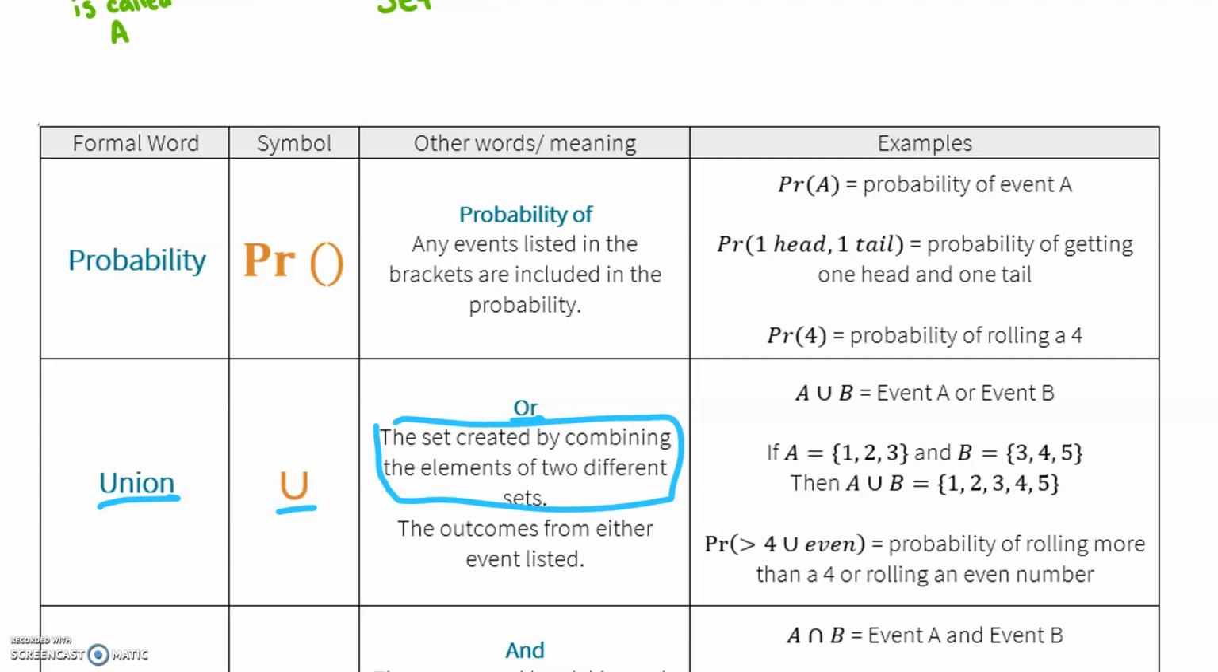So it's the set created when we combine the elements of 2 different sets. So if we've got the elements here from set A and we've got the elements here from set B, if we combine them, that's the union of the 2 sets.